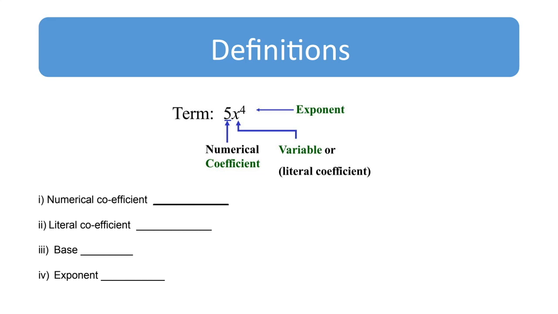So let's answer this question. The numerical coefficient has pretty much been given away. It's a 5. The literal coefficient in this case is an x, so it's the letter. Oh sorry, I apologize. The literal coefficient is also going to include the exponent, so it's the x to the power of 4. The base is just the x. So it's the letter that is the base, but the literal coefficient includes the exponent.